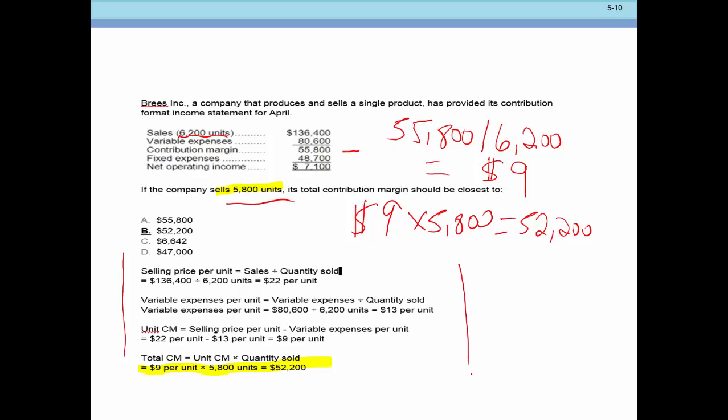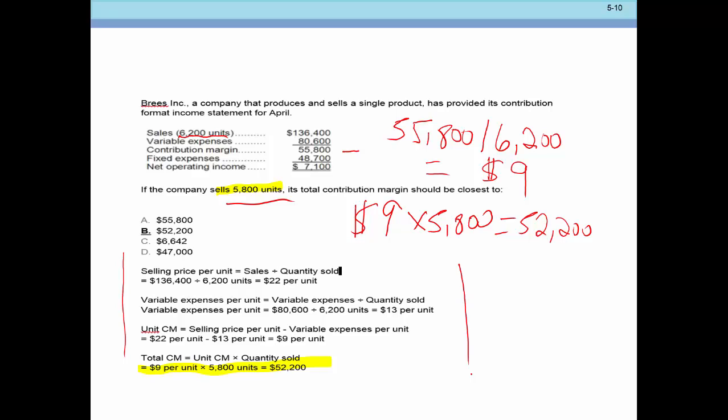They're taking the sales price per unit. They're coming up with the variable expenses per unit by taking the total sales, dividing it by the 6,200 units, and the variable expenses, dividing it by the 6,200 units to come up with the variable cost per unit. They then take the selling price per unit minus the variable cost per unit, which gives them the contribution margin per unit. Okay, when you're taking the test, that is a waste of time to do all that.